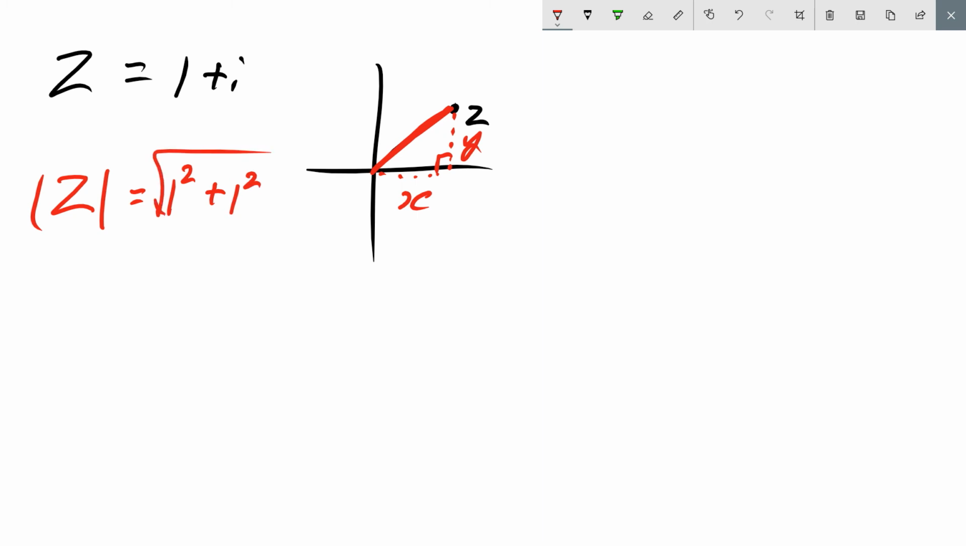And we can make this general by saying that the absolute value of z is equal to x squared plus y squared, square rooted, thanks to Pythagoras. So for this particular z, 1 squared is 1, so 1 plus 1 is 2, so the distance is root 2 from the origin.